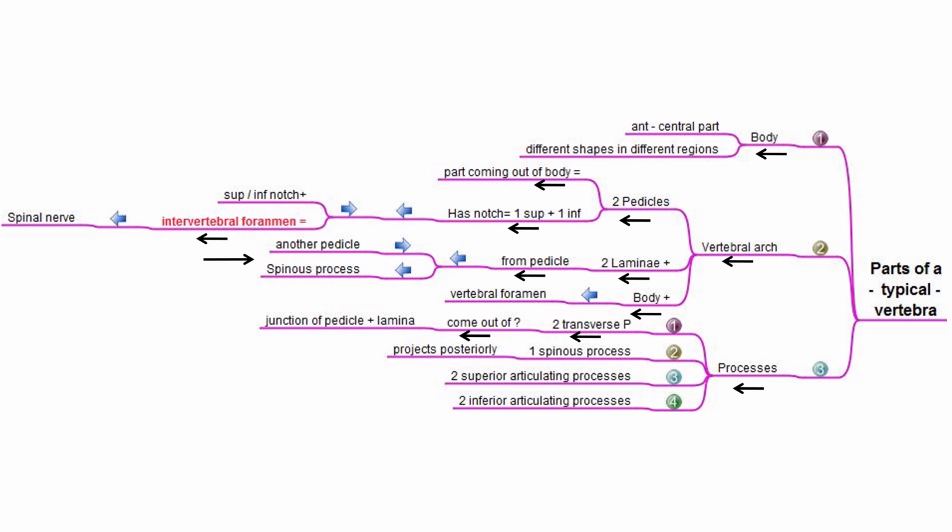Then we have processes coming out from different parts of a vertebra. We have two transverse processes, and they come out from the junction of a pedicle and a lamina, and we have one spinous process. This spinous process projects posteriorly, and we have two articulating processes, a superior pair and an inferior pair.